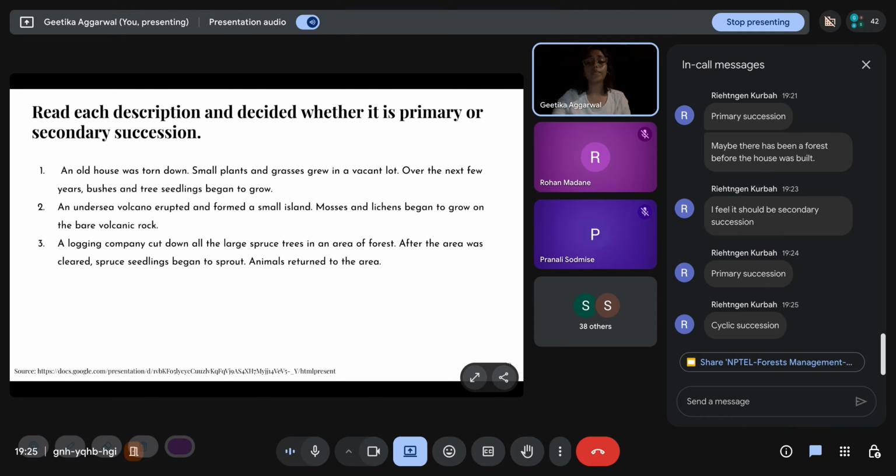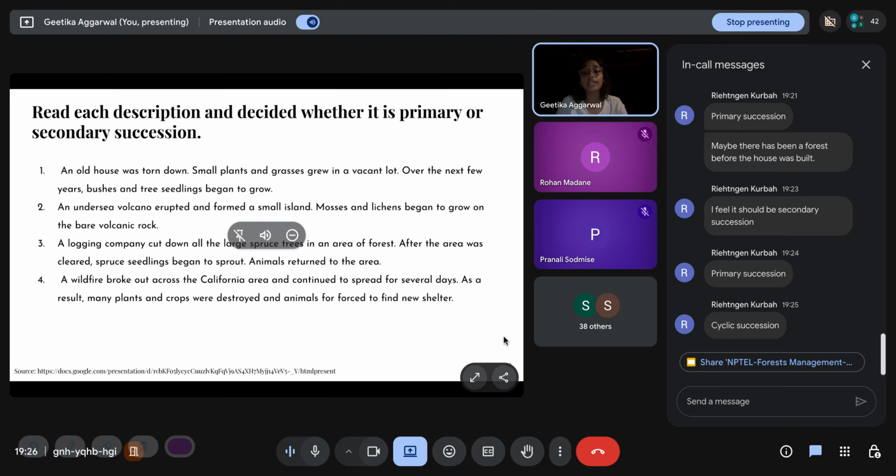It could be cyclic succession, but here we're not talking about the logging company coming again and again and destroying the forest once it becomes a spruce forest. So here we're only discussing primary and secondary, so it would be a secondary succession. But yes, if the logging company comes back after the spruce trees have fully matured, and this happens again, then it will definitely be a cyclic succession.